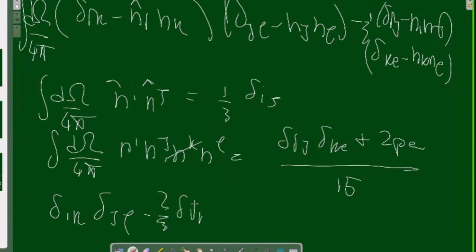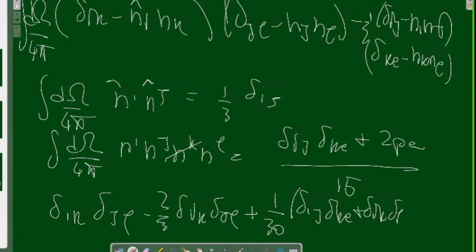Delta ik, delta jl. Then I get the terms with 4 n's. I get nn nn with a +1, and then I get nn nn with a -1. So overall I get +1/30, the 3 combination of delta, plus delta ik, delta jl, plus delta il, delta jk. And then I have this other combination. I have the delta ij, delta kl.